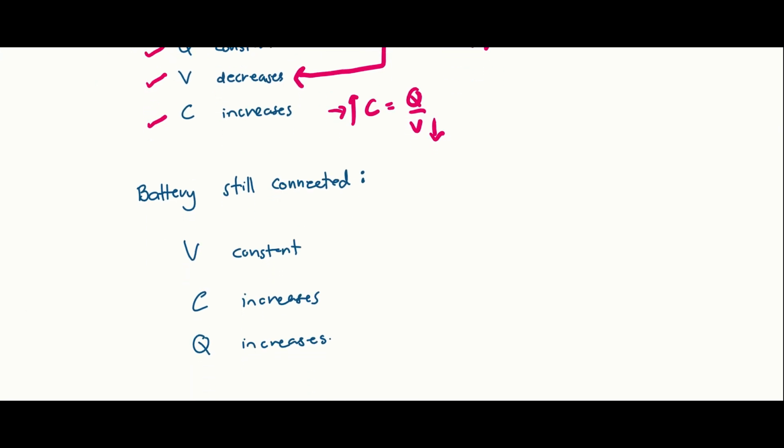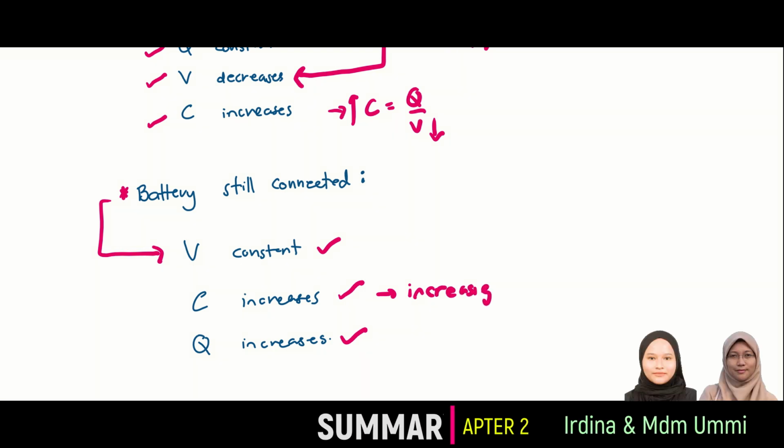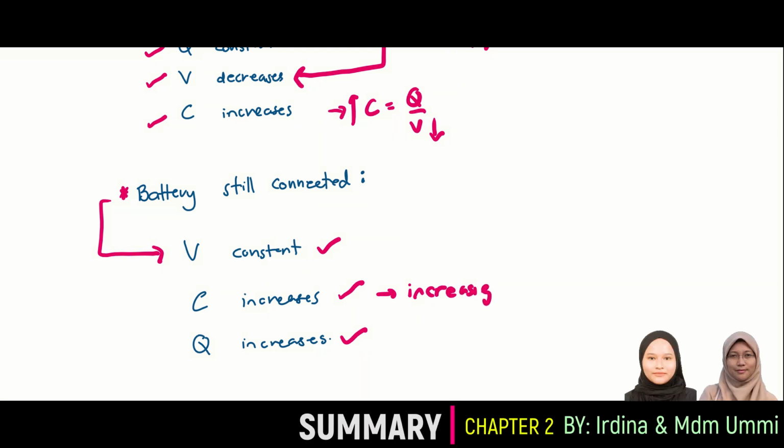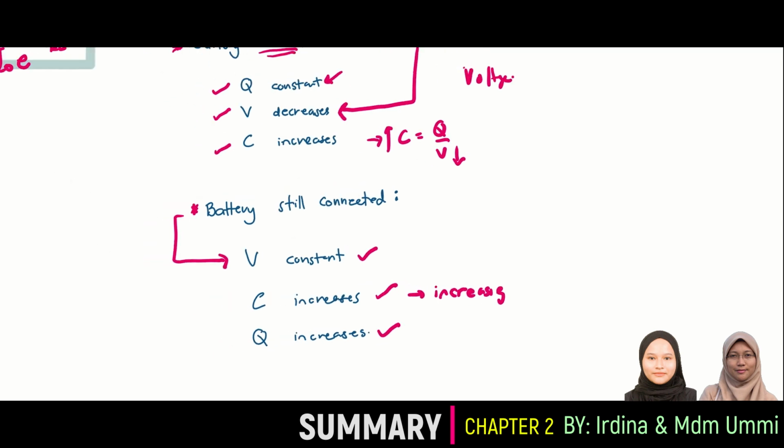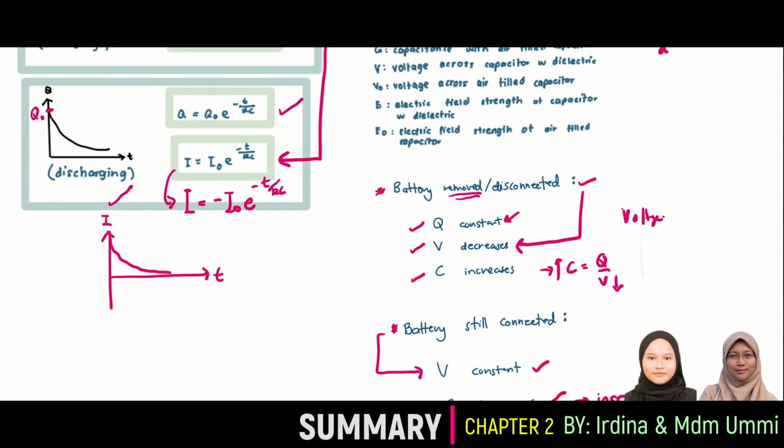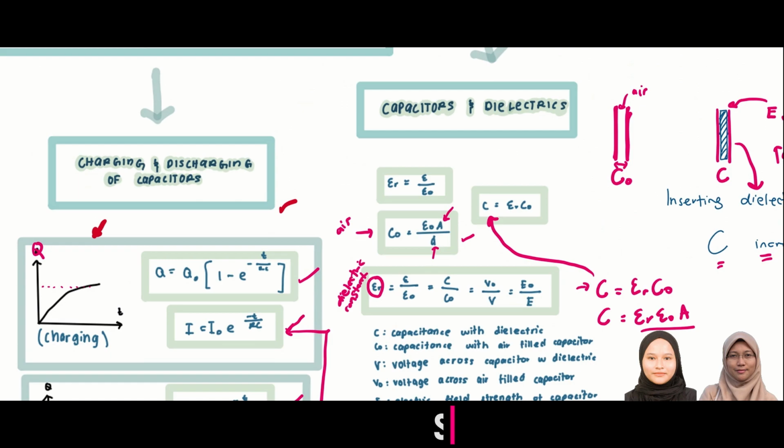But if the battery is still connected, once again the battery supplies voltage, so the voltage is constant, and C increases, and Q also increases. The ability to store charge, which is the capacitance, is increasing when the battery is still connected. So that's all for chapter 2, the summary for chapter 2. Thank you very much.